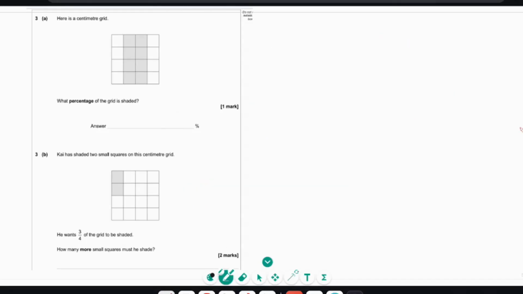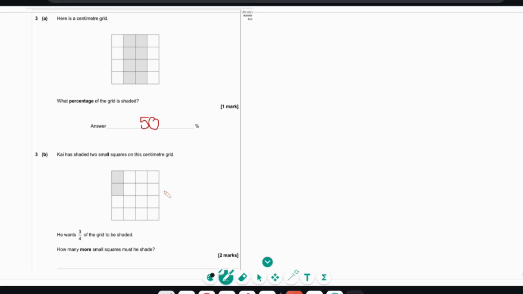Here is a centimetre grid. What percentage of the grid is shaded? We've got 1, 2, 3, 4, 8, 12, 16. 16 squares, but just looking at it, you can see half is shaded, right? What's half? 50%.